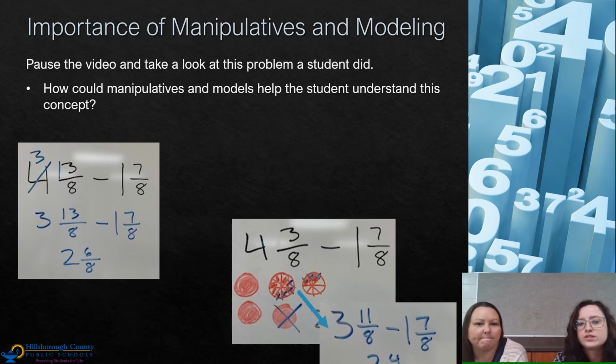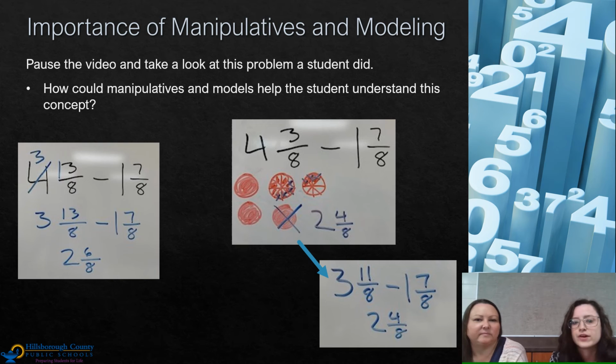Absolutely. And so if students are using models, they're able to draw what this looks like, and they're able to fix their mistakes and their misconceptions they have with regrouping. Yeah, I can see where they change 4 3/8 to 3 11/8, so I can visualize it and understand it.